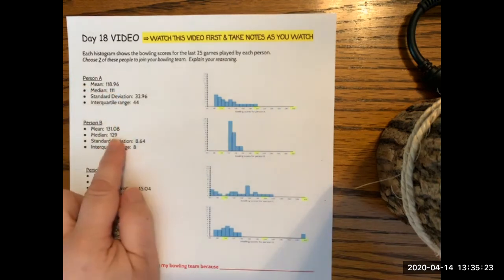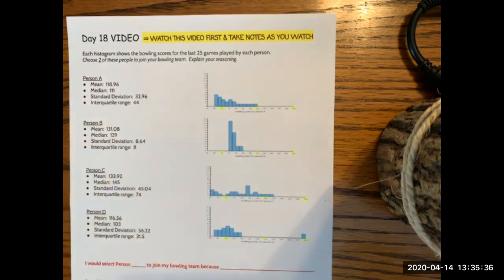This little guy or gal had a median of 129. So 12 scores would have been below 129, and 12 scores would have been above 129, and the 129 would have been right in the middle.